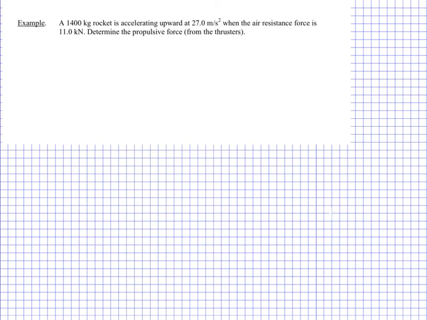Okay, example number 2. Now we have a rocket, so I'm going to go ahead and draw this out. Here's my rocket. There's going to be some boosters at the bottom. There's my thrusters. And I'm going to do my FBD, my free body diagram, keeping all my forces on here.